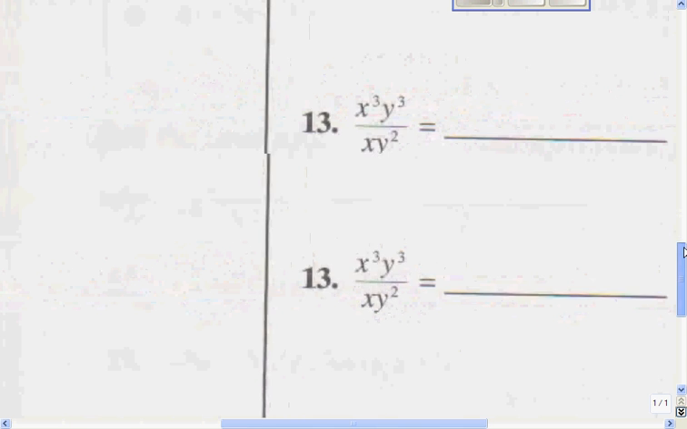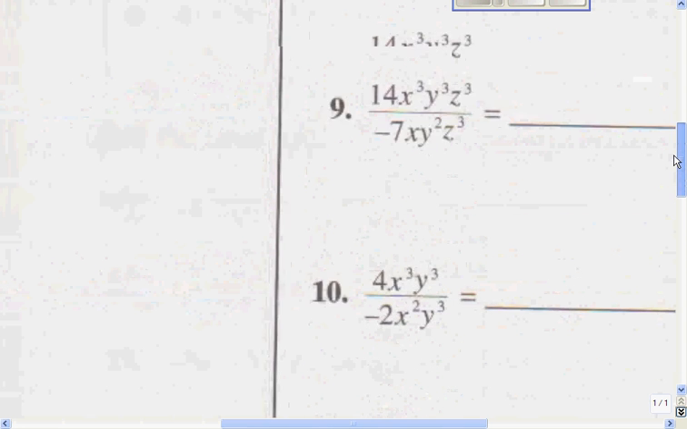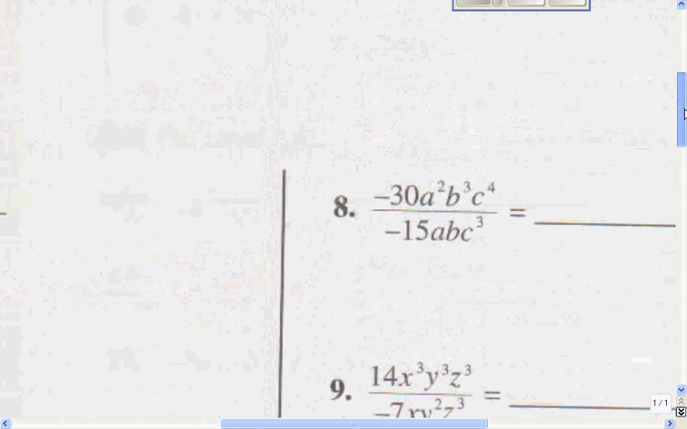See, dividing monomials isn't that hard, is it? Okay, there we go.